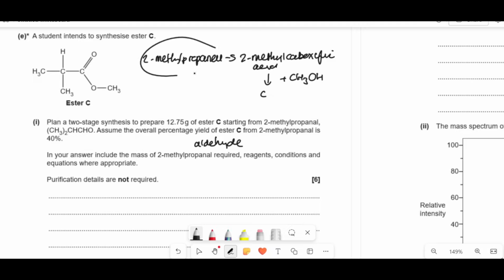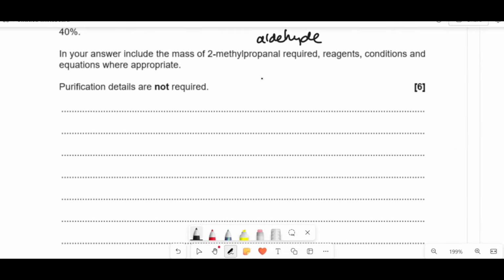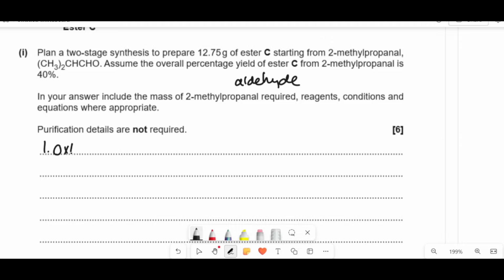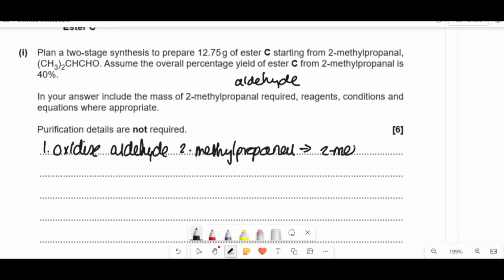Now that you know that this is going to need one of these to make one of these and so forth, then you can start doing all your mole rubbish, right? So I'm going to write down the steps on how to actually do this first, and then we can talk about the masses. So my first step is we've got to make this become a carboxylic acid. So I'm going to oxidize this. You would oxidize the aldehyde 2-methylpropanol to 2-methylpropanoic acid, right?